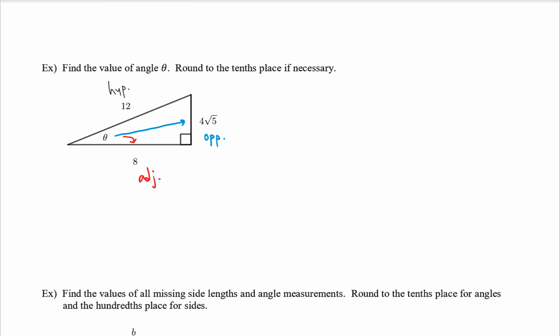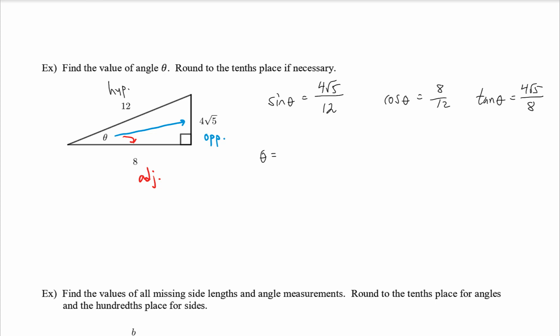Now, I can use any trig ratio here. It does not matter. So for example, I could say sine of that angle is opposite over hypotenuse. Or if I wanted to, I could say, okay, no, cosine is adjacent over hypotenuse, if I'd rather do that. Or I could say, no, tangent is opposite over adjacent. It doesn't matter which one I do. I'm doing more than I have to here.